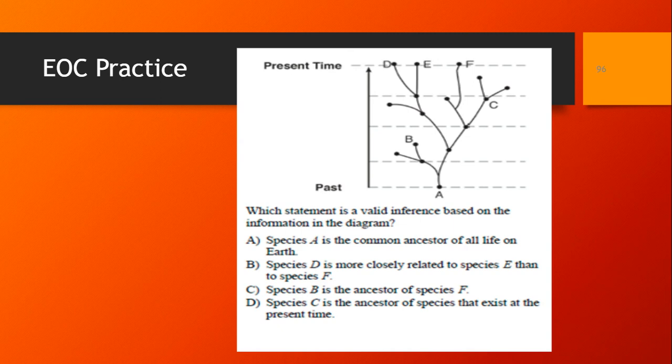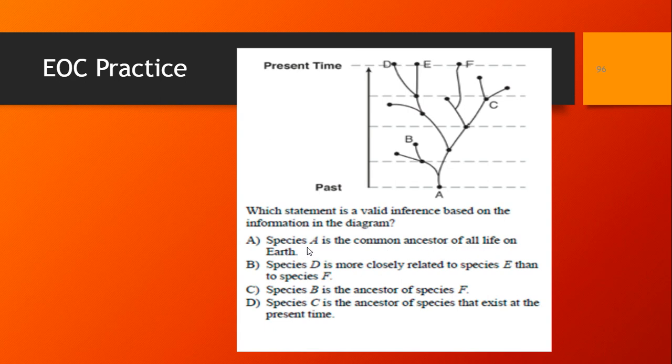Now, if we look at this one, we'll do it the same way. We want to know which statement's a valid inference based on the diagram. So we'll go one by one. Answer A. Species A is the common ancestor of all life on Earth. So we look at the bottom of this phylogenetic tree. Species A is the common ancestor of everything on here, but we don't know that this is a phylogenetic tree for everything on Earth. We only know that it is the common ancestor for all of these. We don't know that it's the common ancestor for all of life on Earth.